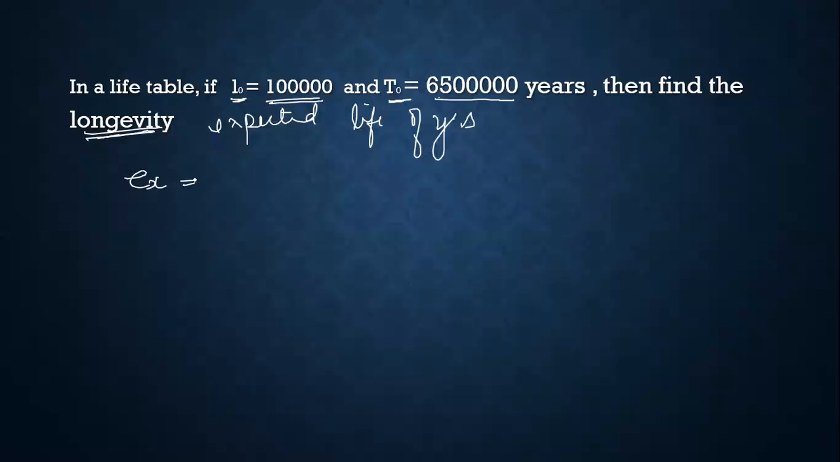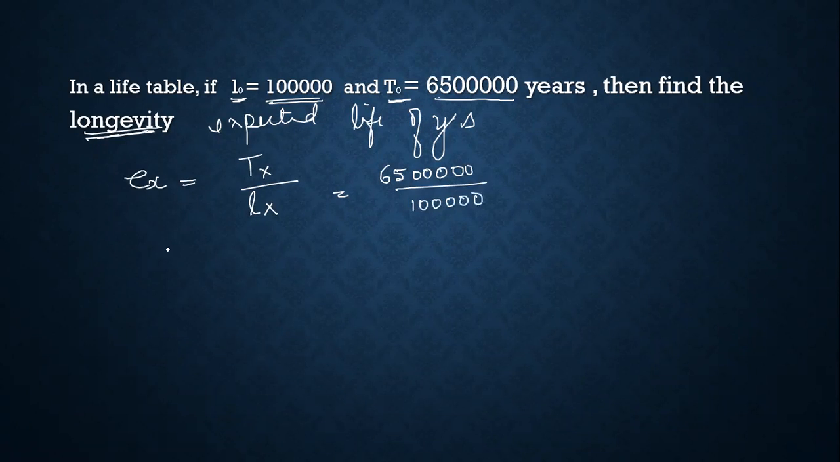So, what is the first formula here? It is Tx, they have given us the value, divided by Lx. This is the formula to find the longevity or the expected life in years. So what is the value of Tx here? 65 lakhs divided by 1 lakh. So we can cancel the zeros, the answer will be 65. So the expected life in years, E0, will be 65 years.